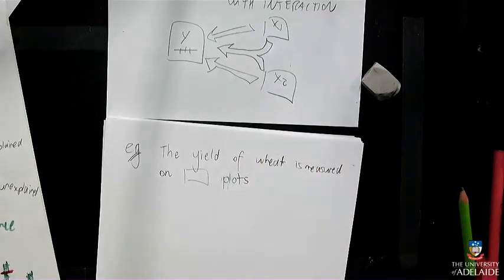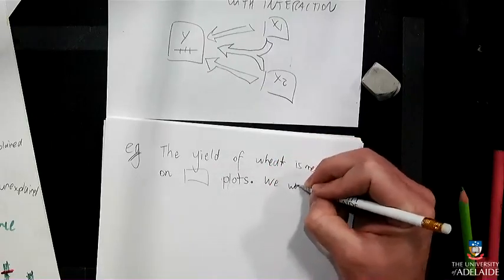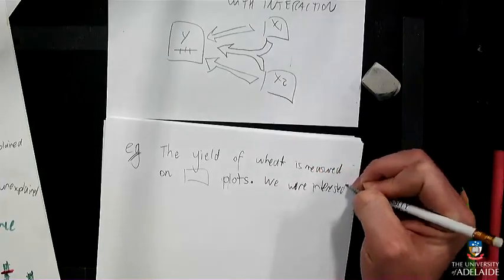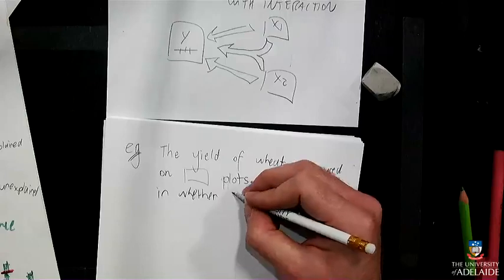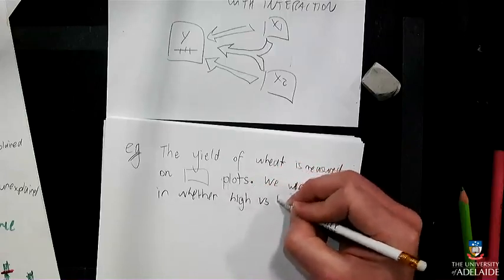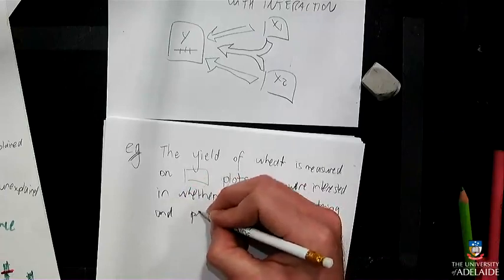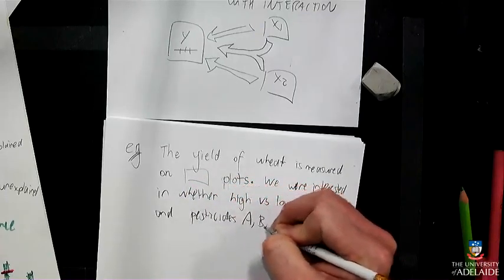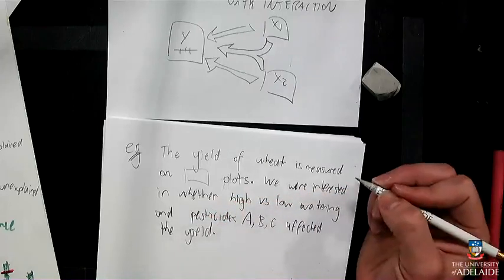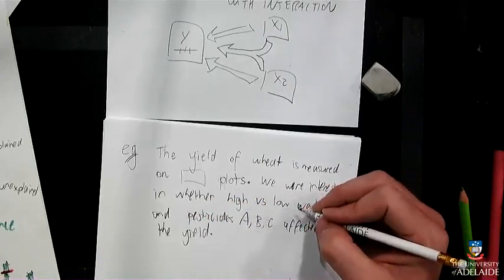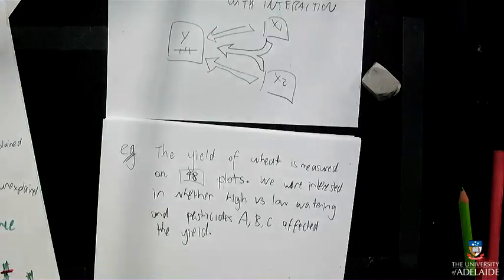The yield of wheat is measured on this many plots. We were interested in whether high versus low watering and pesticides A, B, and C affected the yield. Something like that. And so, let's say 48, that's a good number.